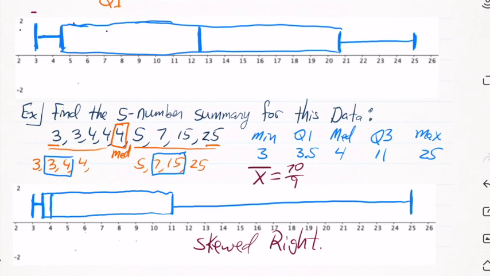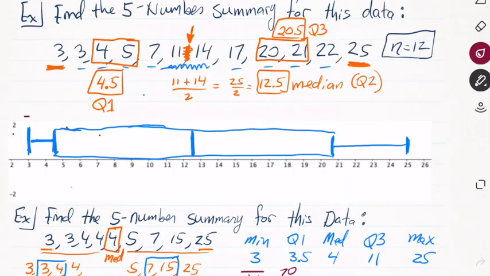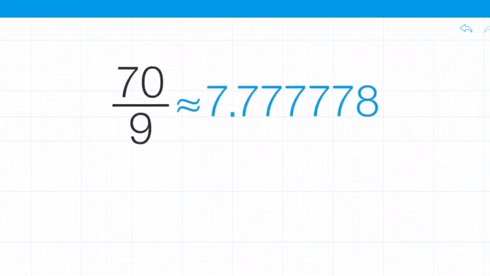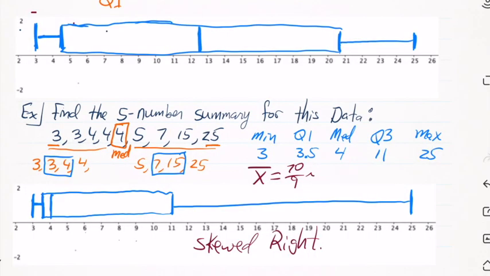So I added up all the numbers, 3 plus 3 plus 4 plus 4 plus 4 plus 5 plus 7 plus 15 plus 25, and I got 70. And there are 9 numbers altogether, so the mean of this data is going to be whatever 70 divided by 9 is. So 70 divided by 9 is 7.8. So this is approximately 7.8.